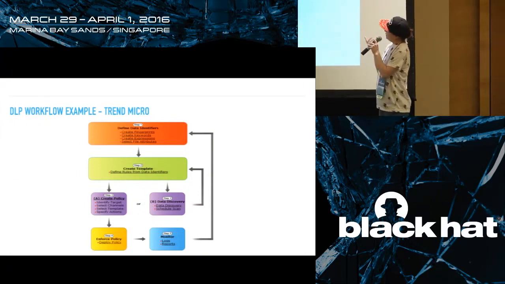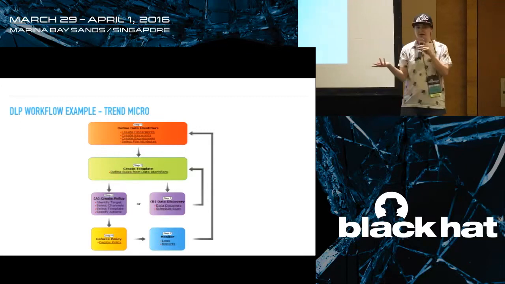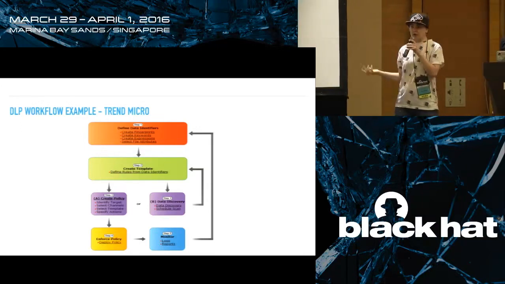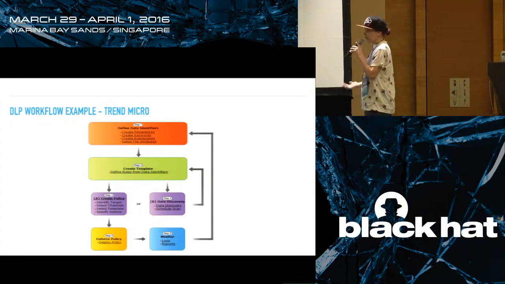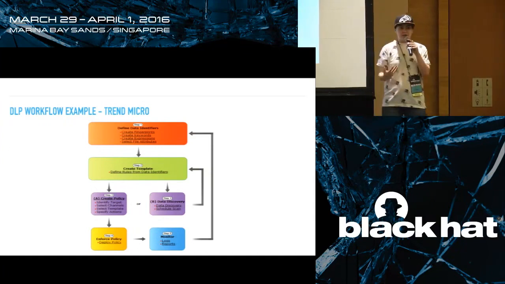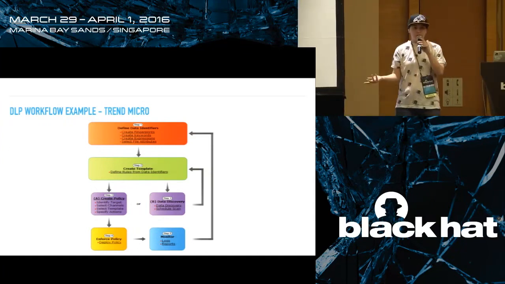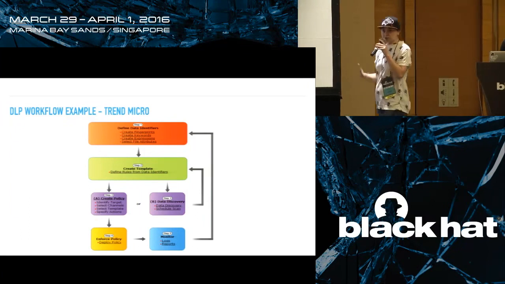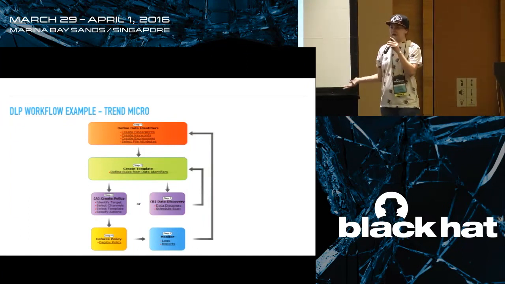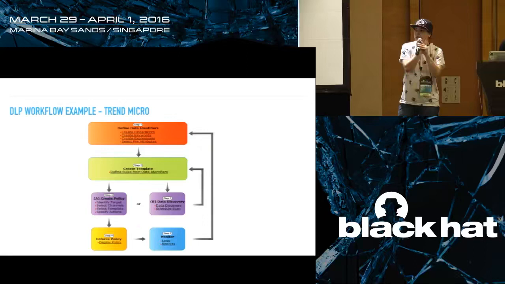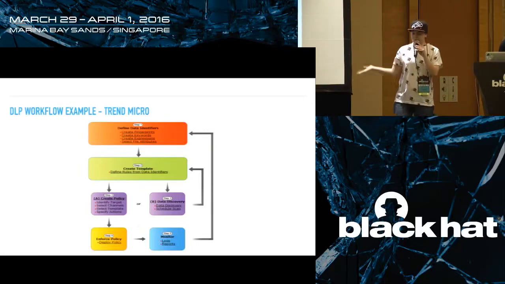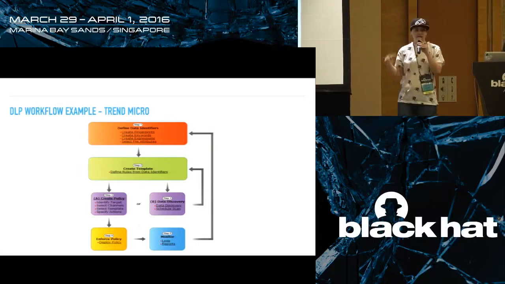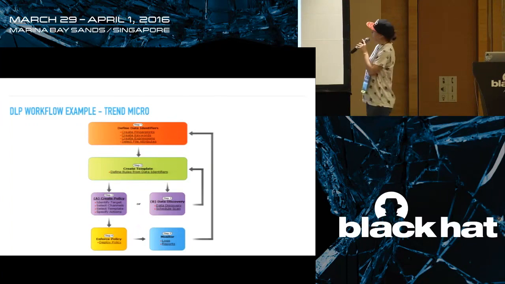So at the top, you're going to define your data identifiers. Basically, tell the system what you want to look for. Some organizations, you may be worried about credit card numbers, social security numbers. Some organizations, you may be worried about source code. You may be worried about certain metadata, words like classified, top secret.